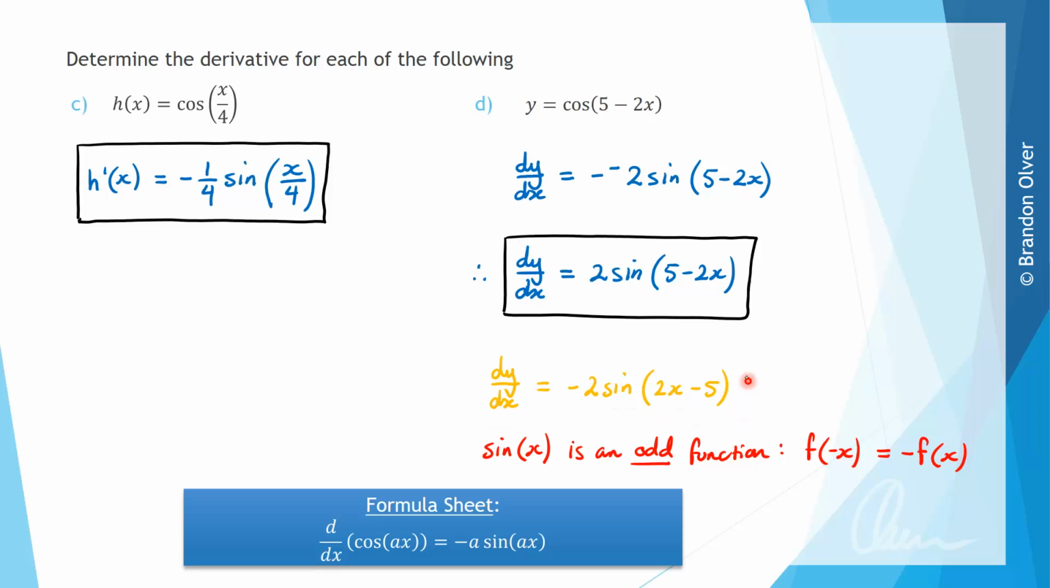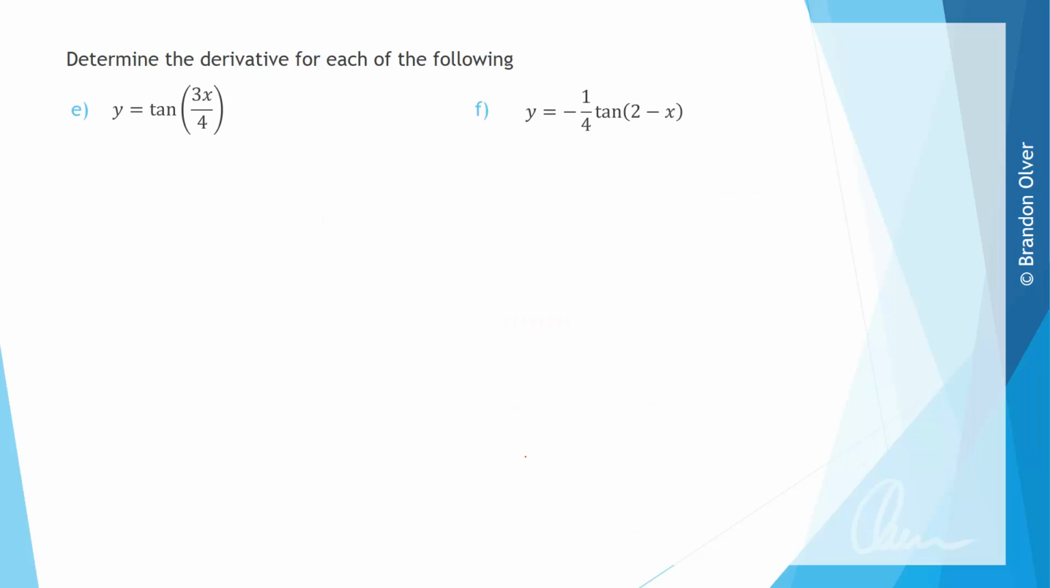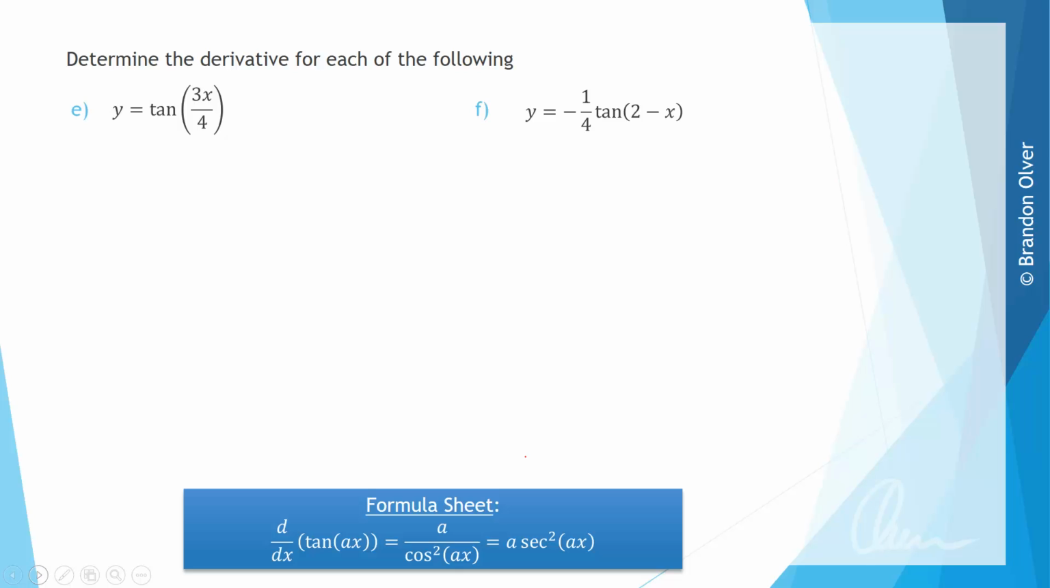So that's all the calculator's done, but the answer we had up here in the box is also perfectly acceptable as well. For part E, we have the function y equals tan of 3x divided by 4. And looking at our formula sheet, we can see that the derivative of tan of ax can be written in 2 ways. The first way is a divided by cos squared of ax, and the second, which is equivalent because sec really just represents 1 divided by cos of x, is a times sec squared of ax. So we're going to show how to express this derivative in both of those forms in this example.